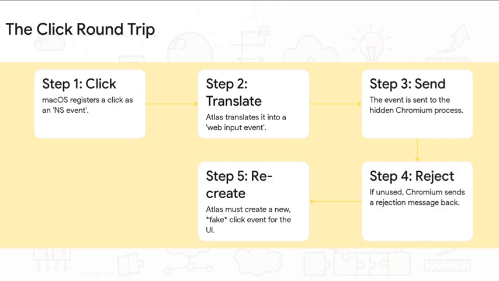First, your Mac sees the click. The Atlas app grabs it, translates it into a language Chromium can understand, and sends it over to the hidden engine. But, and this is the wild part, if you click on some empty space on a web page, Chromium just says, nope, don't need this, and sends a rejection message back to Atlas. The Atlas app then has to create a brand new, completely fake click event from scratch, just to give its own UI a chance to see if maybe it wanted to do something with that original click. It's an insane round trip for one of the most basic things you can do on a computer.